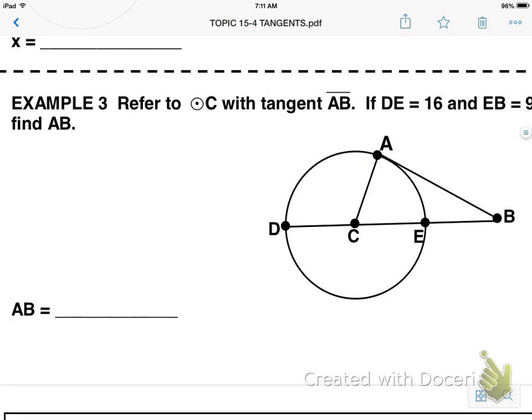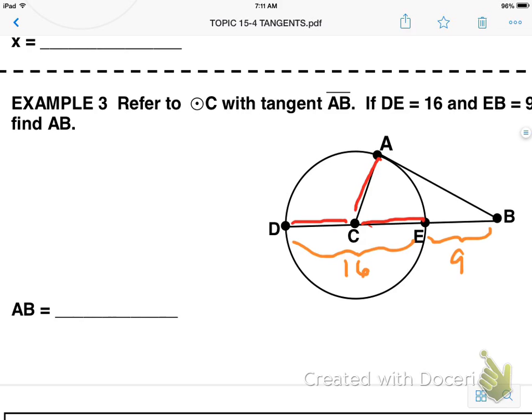Alright, looking at example 3, it says refer to circle C with tangent AB, and it tells us the length of DE is 16. So what I'm going to do, instead of starting off with that, I'm going to mark all my radii. So from here to here is a radius, CE is a radius, and AC is a radius. I don't know if I need it, but I just want to make sure I'm marking it so I know they all have the same measurement. It says if the length of DE is 16 and the length of EB is 9, then we need to find the length of AB.